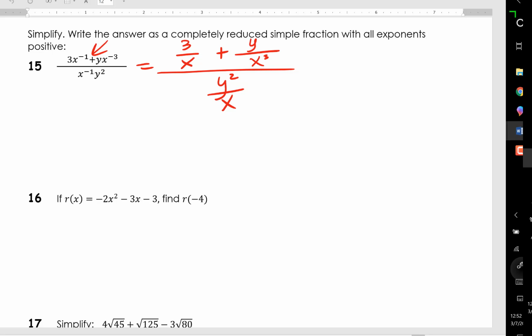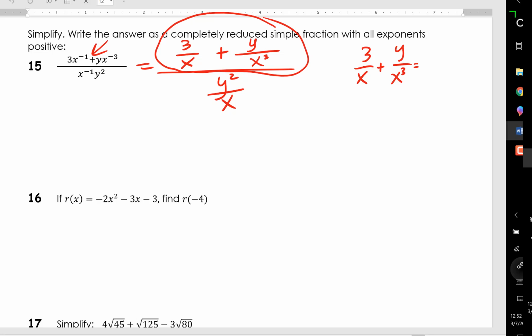Now you treat this problem just like the one we did before. You have to find a common denominator on the top, and then you will rewrite this whole fraction as a division problem where you're multiplying by the reciprocal. So the first thing you do is take that numerator and get a common denominator and add them together. So 3 over x plus y over x cubed. The common denominator here is not x to the 4th. You want the least common denominator, the smallest thing it can be where it has all the factors you need.